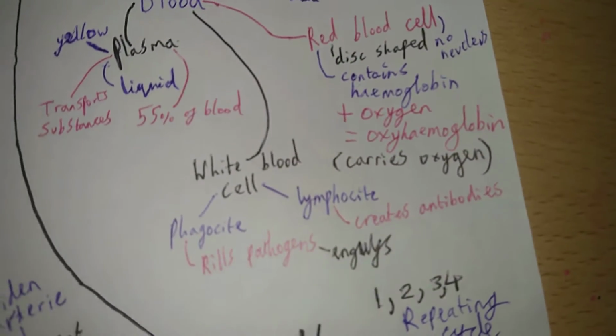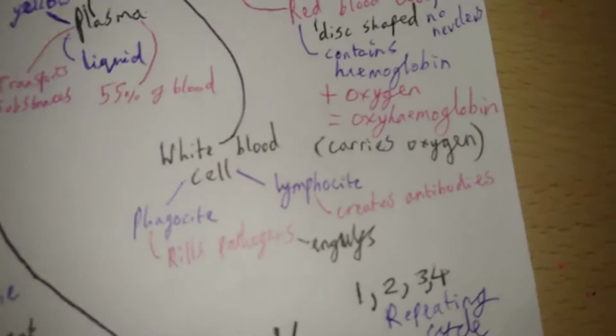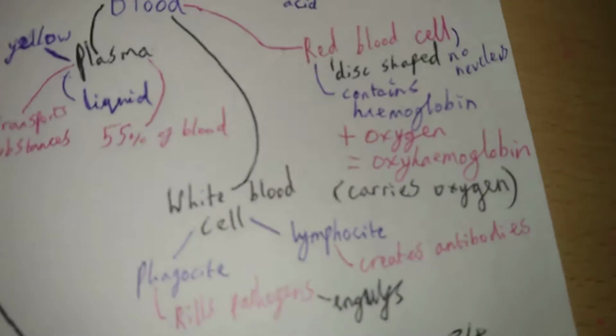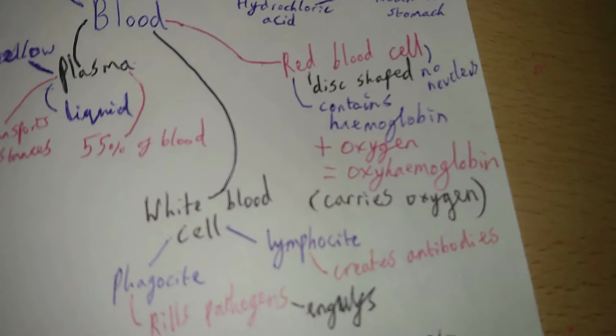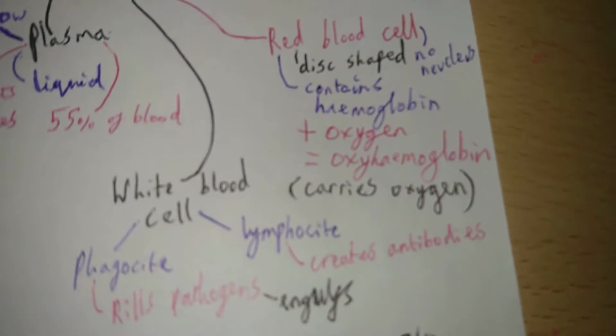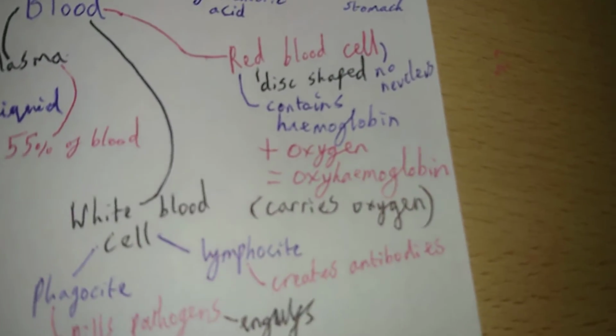White blood cells. There are two types of white blood cells. Phagocytes, which kill pathogens by engulfing them. Engulfing is a good word, always use that. And there's another type of white blood cells, lymphocytes, which create antibodies and antitoxins. Yeah, that's it. And yeah, that's why they're called antibiotics, because they contain a similar thing.